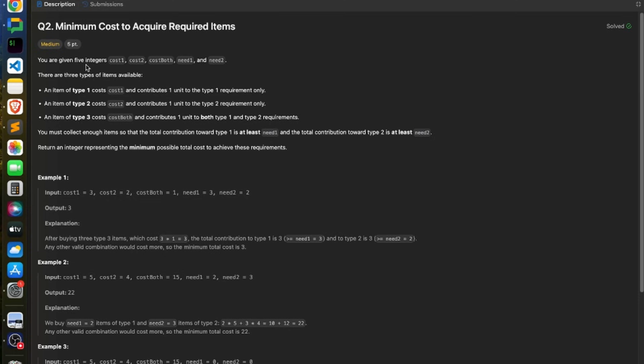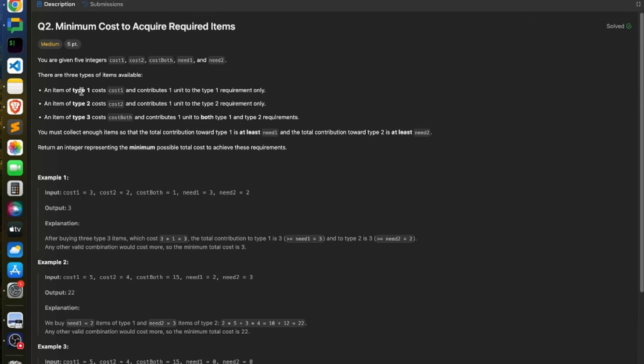So in the second problem, you are given 5 integers: cost 1, cost 2, cost both, need 1 and need 2, right? And there are three types of items available. An item of type 1 costs cost 1 and contributes 1 unit to the type 1 requirement, right? So we have to fulfill these two requirements, need 1 and need 2.